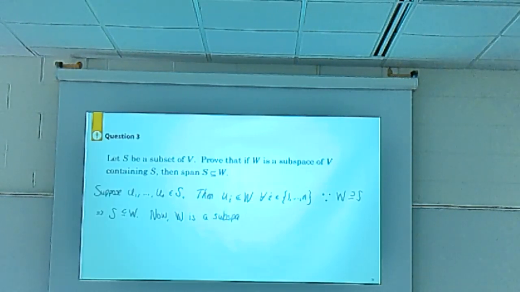We're also told that W is a subspace, right? I used K in my notes, not N, whatever, it doesn't matter. So, since W is a subspace, every possible linear combination of the vectors has to also be in W, right? Because W is closed under multiplication and addition.